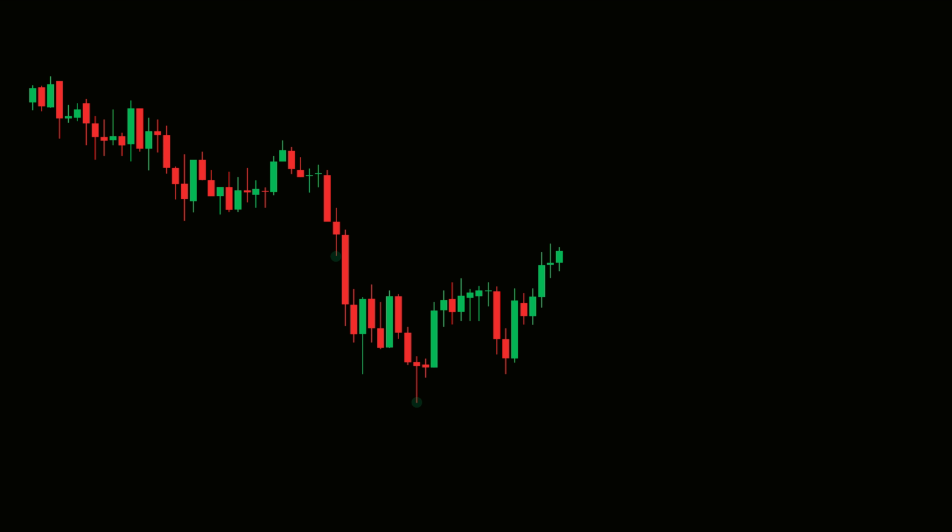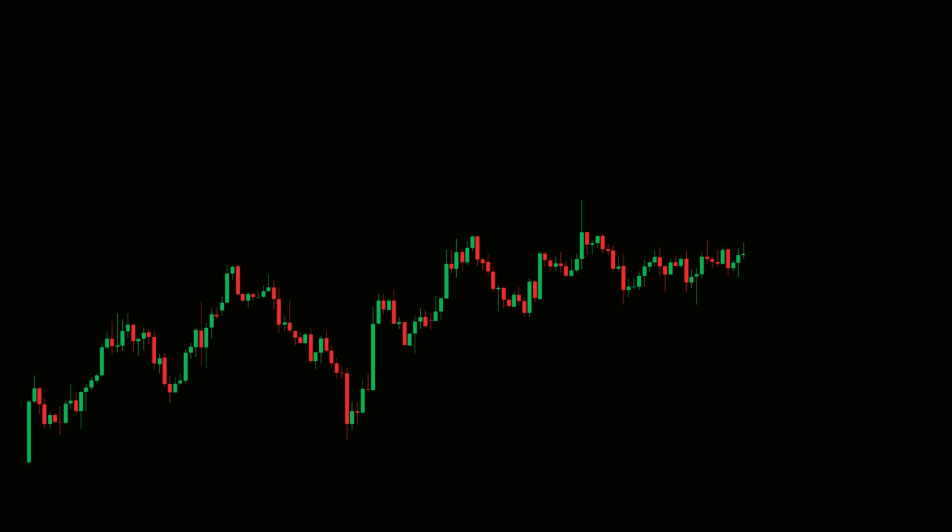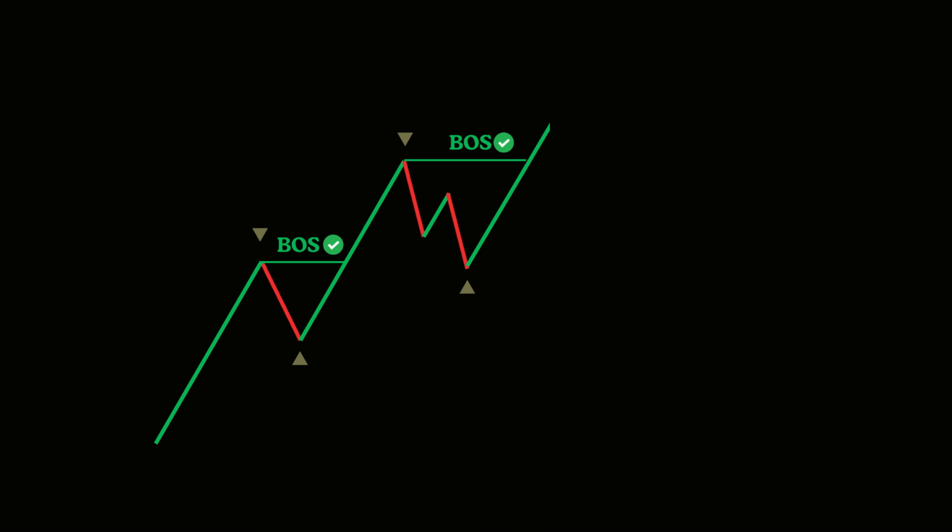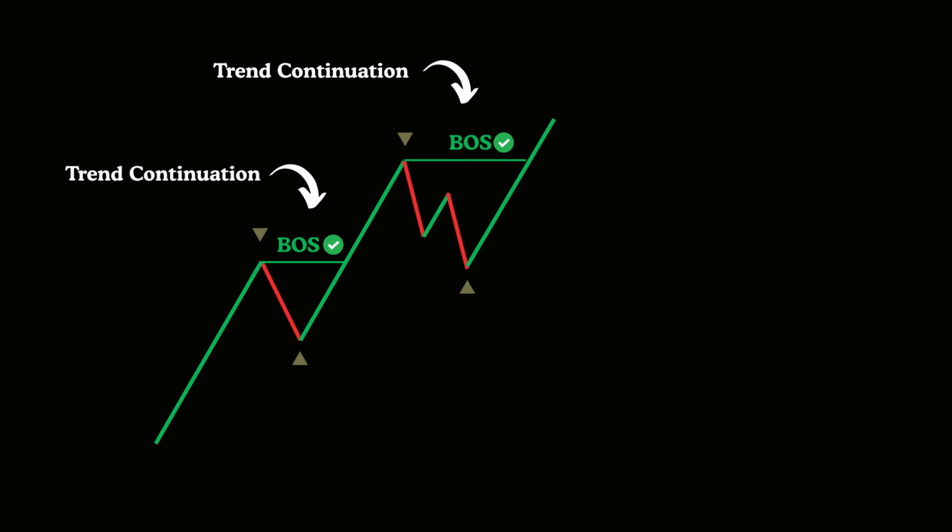Now, let's move to the next concept, market structure. Let's apply the break of structure, BOS, and change of character, CHOCH, tools. If you're familiar with market structure principles, you know that in a bullish market, when price breaks a previous swing high to the upside, it's referred to as a break of structure, confirming trend continuation. Conversely, a change of character happens when price breaks a previous swing low to the downside, signaling a potential reversal.